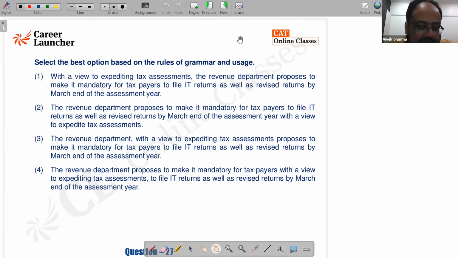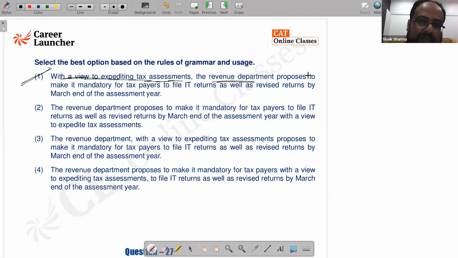Okay, the answer here is option 1. The best answer here is option 1. If you have a look at what's happening in option 1, it says with a view to expediting tax assessments, the revenue department. So who has the view to expedite tax assessments? The revenue department, which proposes to make it mandatory for taxpayers to file IT returns as well as revised returns by March end of the assessment year. So this makes perfect sense.